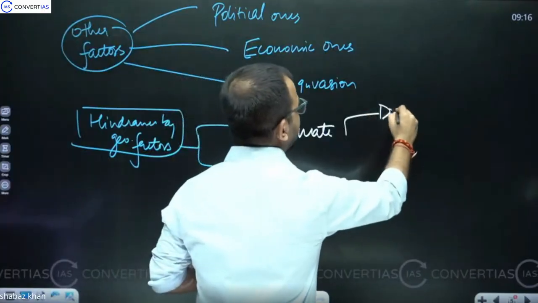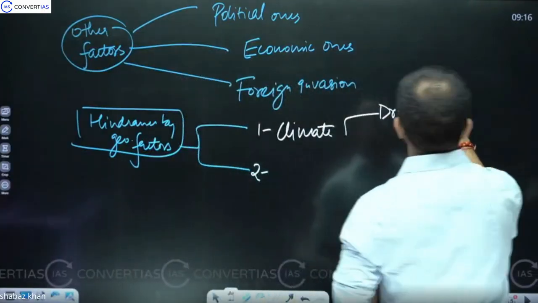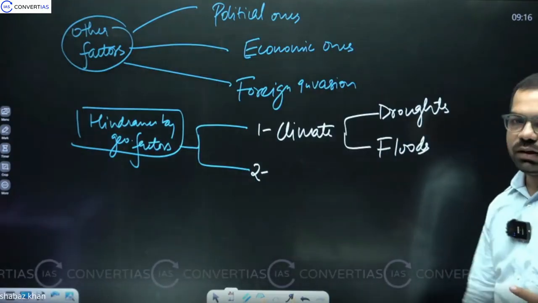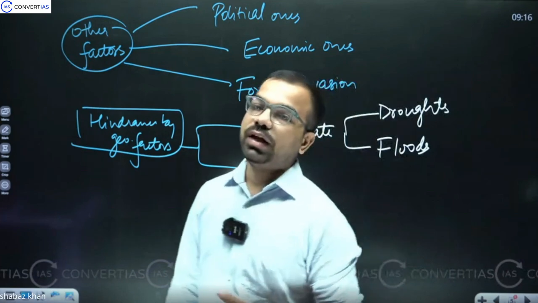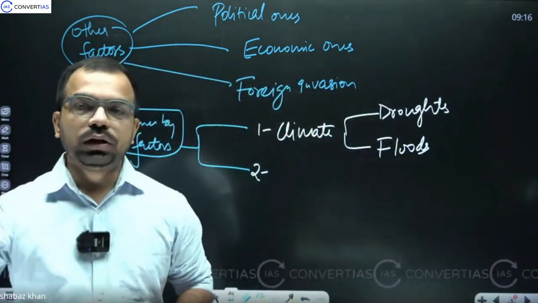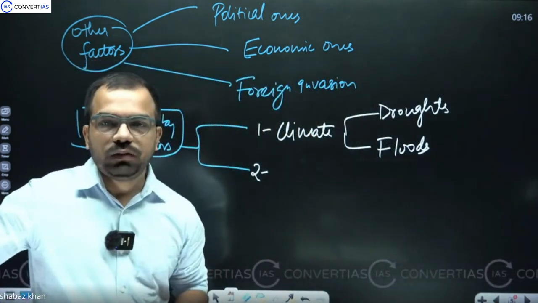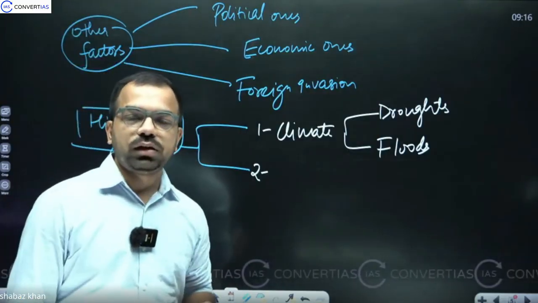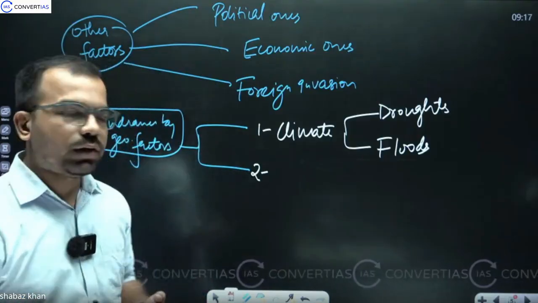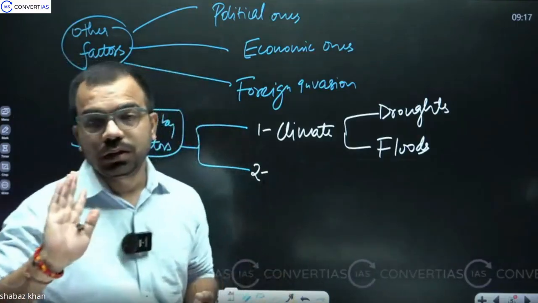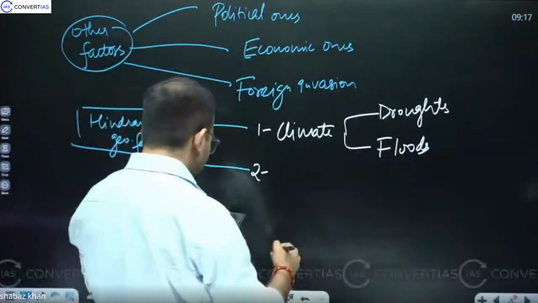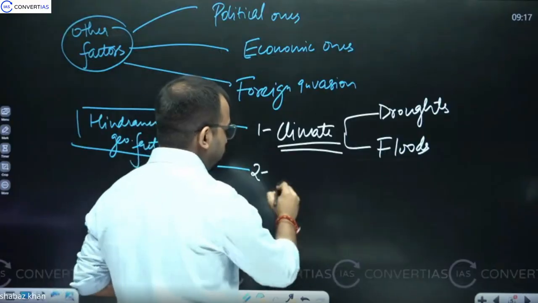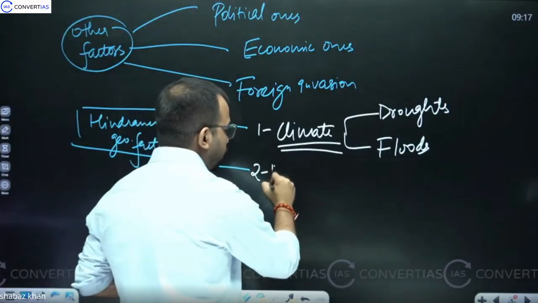Climate, droughts. Floods. It is said that the Indus Valley civilization was buried under a flood. Although it's not very well proven, it is one of the multiple reasons for the destruction of Indus Valley civilization. Floods is one of the very important reasons. Apart from that, cultural exchange. Deserts and all you can write.